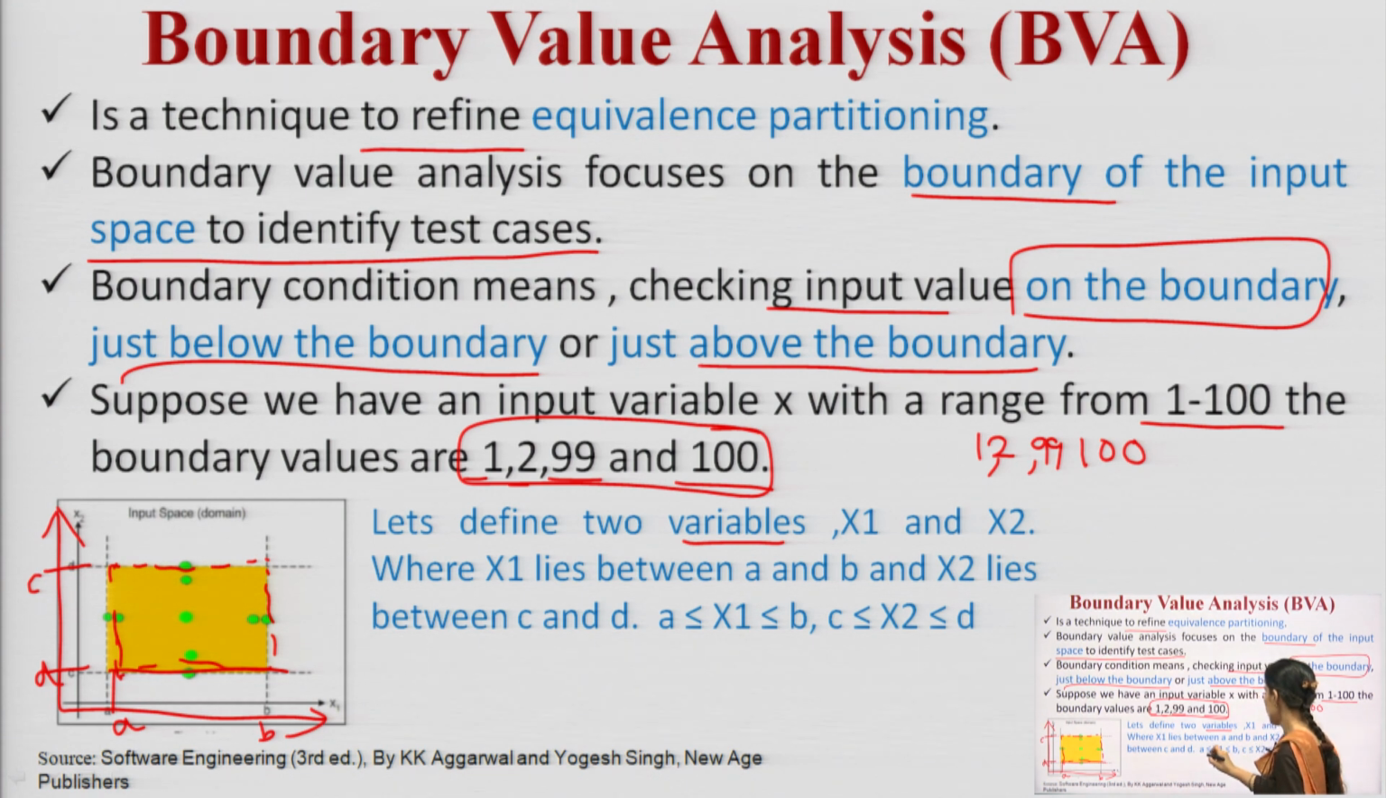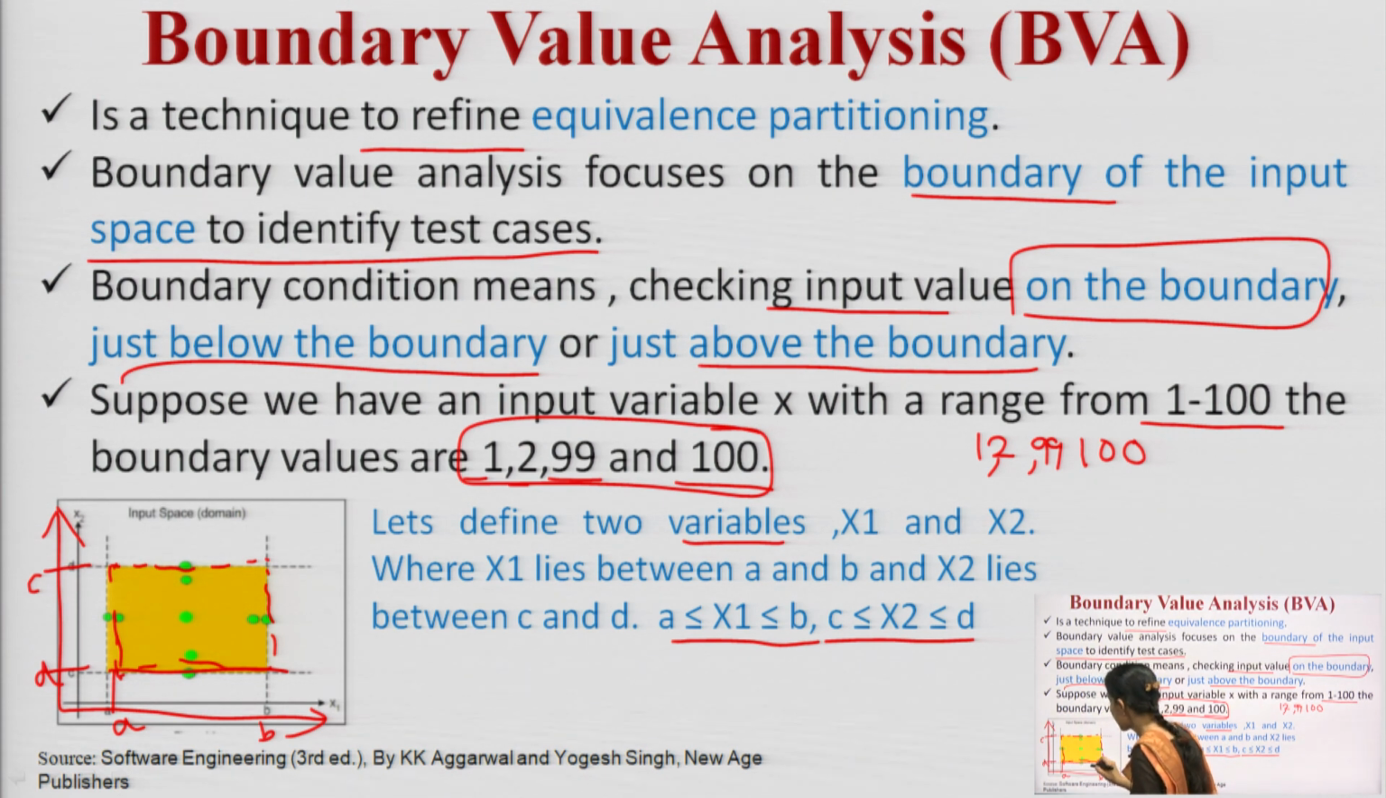So, x1 lies between a and b, and x2 ranges between c and d, both values inclusive. As per this, for x1 we check the software at these values: a, a plus 1, 50, 99 and 100. This is the boundary value analysis for x1.